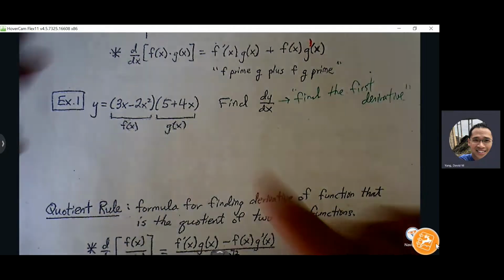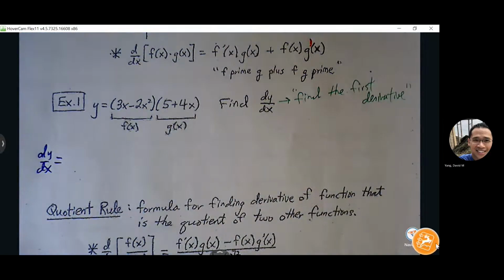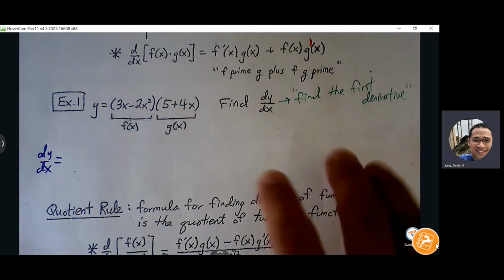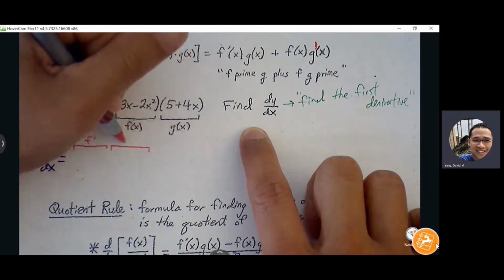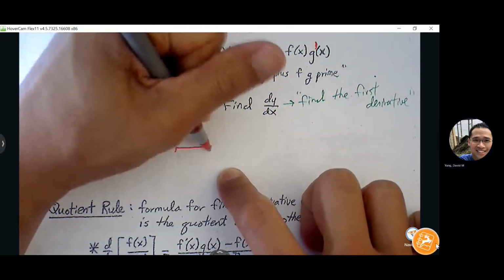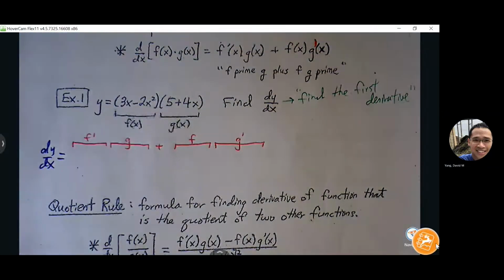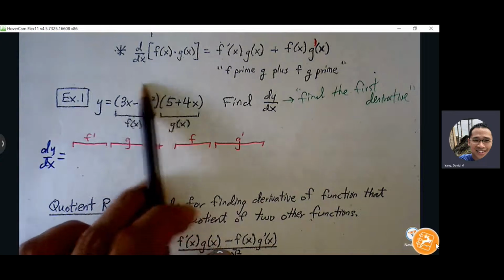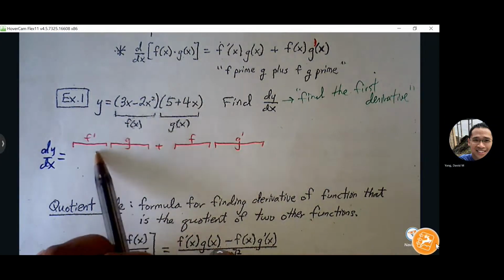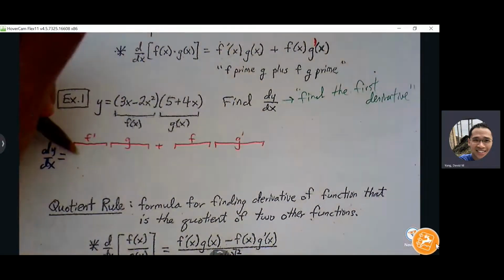So I'll say dy/dx equals. And I'm just going to label exactly what I'm looking for, okay? So I'm first looking for f prime. Then I'm going to pair it with a g, plus back to f, and then multiply by g prime. Okay, so f prime is the derivative of this 3x minus 2x squared, which is what? 3 minus 4x. Okay, so that will go in that first slot.